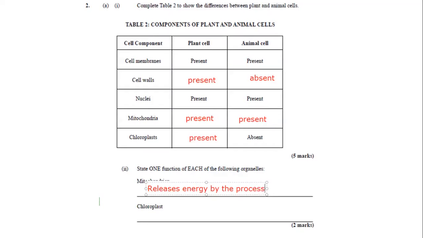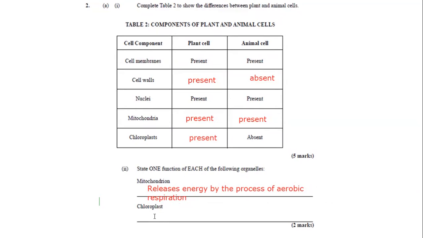Respiration. Which type of respiration is in the mitochondria? Aerobic. Aerobic respiration. Let me see, did I spell this right? I missed the O. All right, we have that down. So are we good? Is it correct?